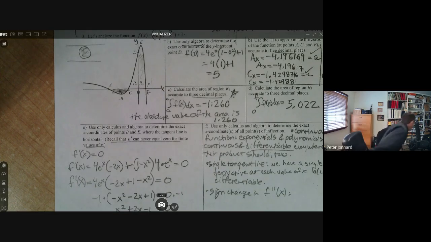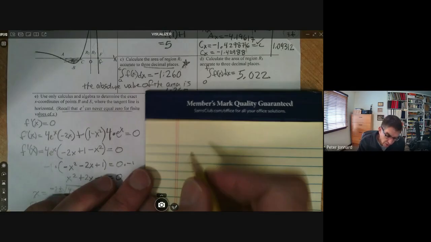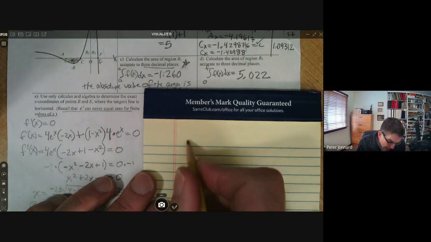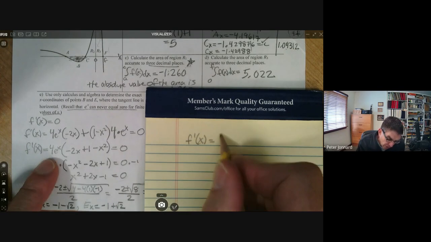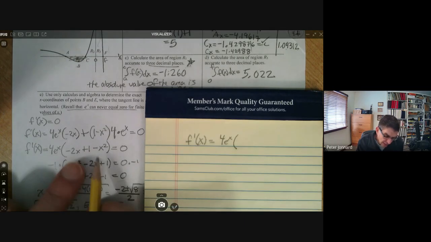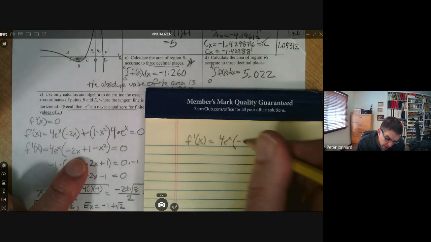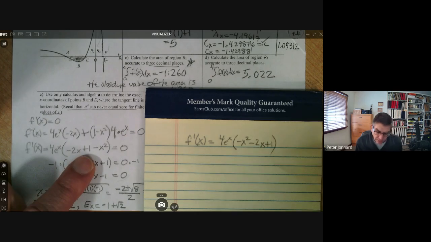One second, let me get a piece of paper. Okay, so we need to get a sign change in f double prime of x. So let's back up to where we were. We had f prime of x equal to 4e to the x times this. I'm going to write it in order so that it's a little easier for me to see this as something familiar.